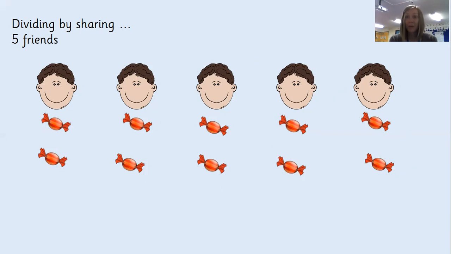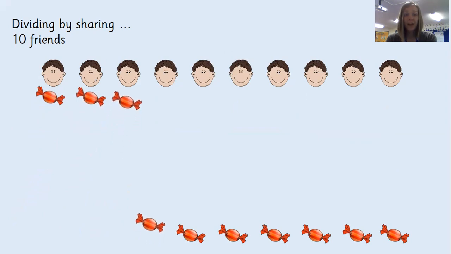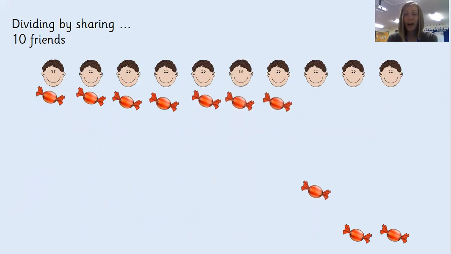But we didn't stop there because we're learning how to be really good at counting in 2s, 5s, and 10s. We started sharing between 10 friends. Let's check that I've got my 10 friends at the top. 1, 2, 3, 4, 5, 6, 7, 8, 9, 10. And just like we did with our 2 friends and our 5 friends, I make sure that each person gets a sweet until they've all run out.